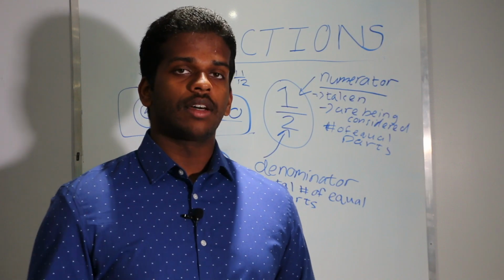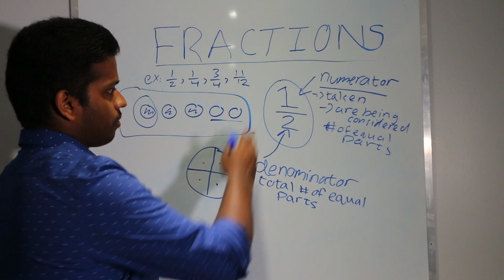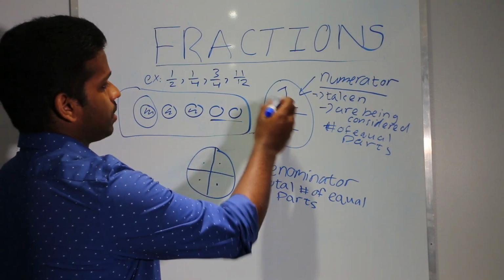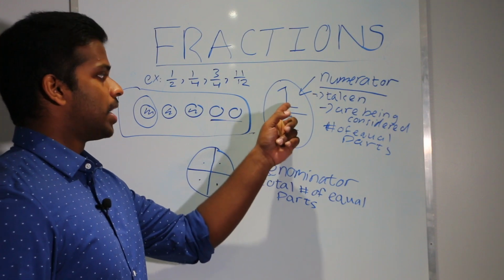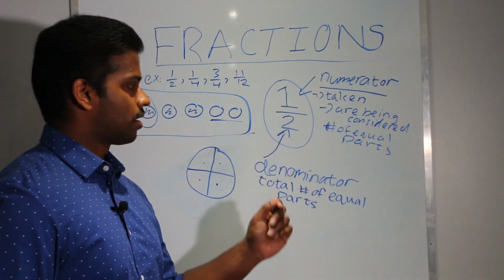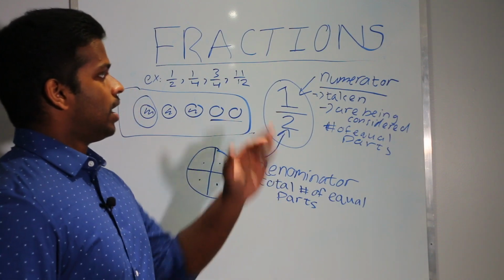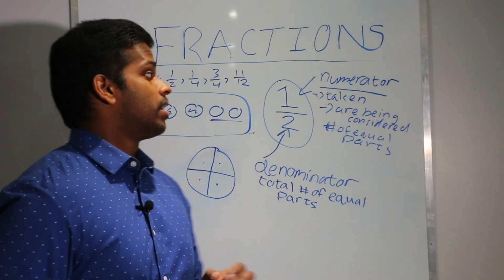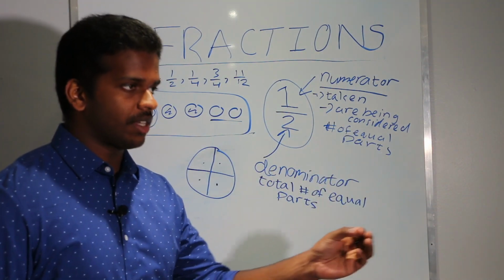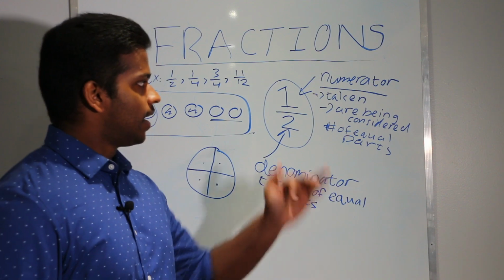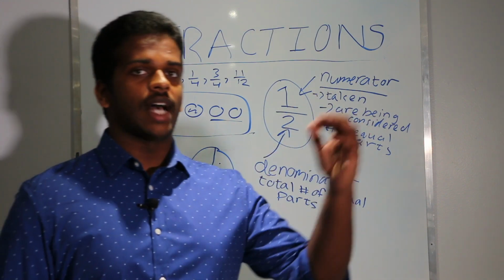So now we'll take a look at the parts of a fraction. I've already written it down here, so I'll just explain to you. A fraction consists of 3 parts. There will be a top number, a line in between called the fraction bar, and then there's a bottom number. The top number is called a numerator. The numerator is the number of equal parts in a whole or a collection of things, as I explained earlier, that are taken or are being considered based on what the question is asking you.